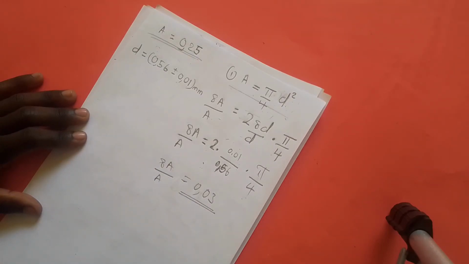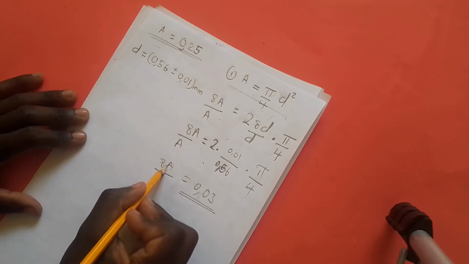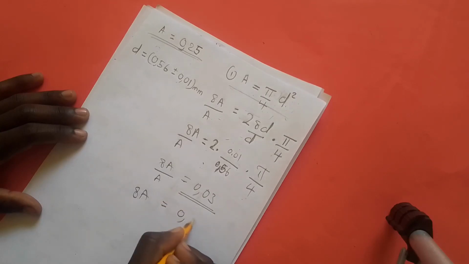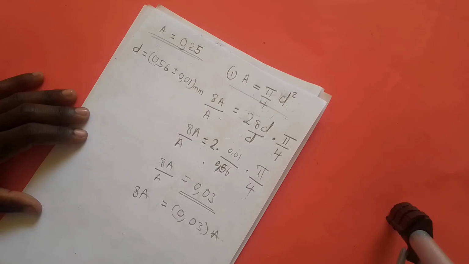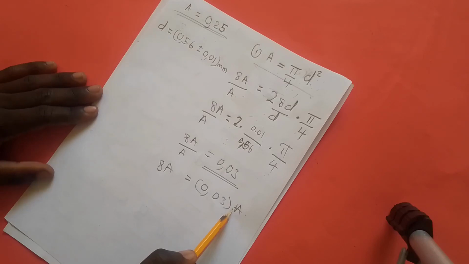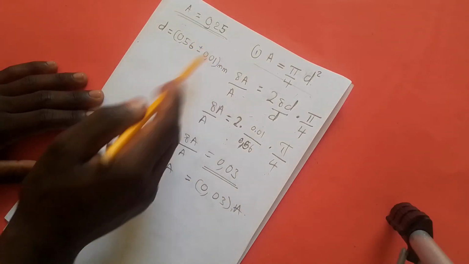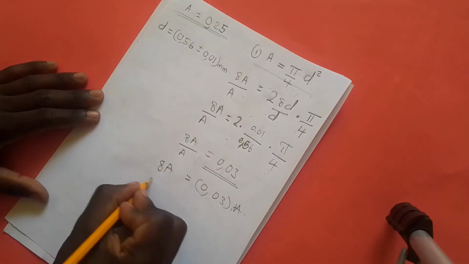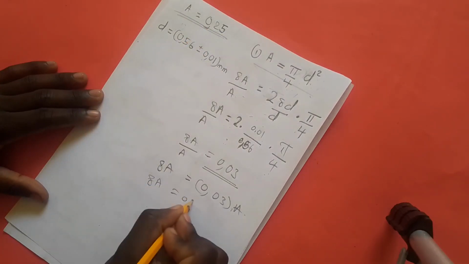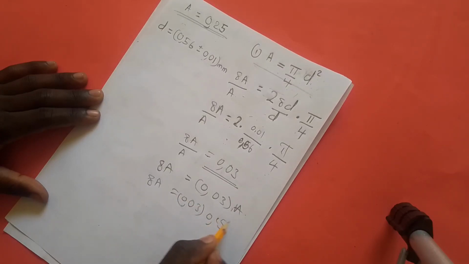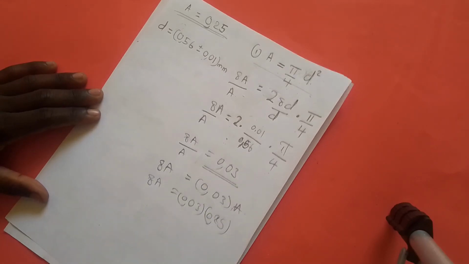So now what is the absolute error in A? Which means delta A is equal to 0.03 times A. Right? You're getting this, right? Okay, what is A now? We've calculated A earlier and we found that A is equal to 0.25, right? So therefore the absolute error in A is equal to 0.03 multiplied by 0.25. Okay, so this is simple physics.